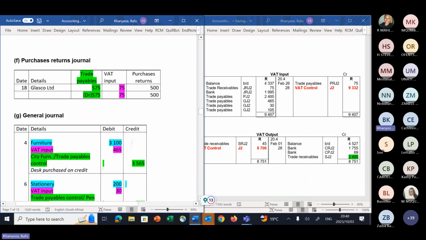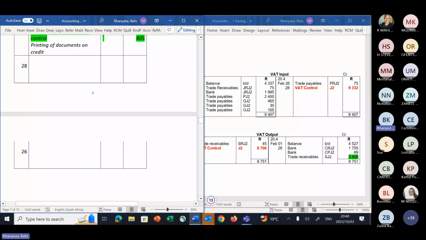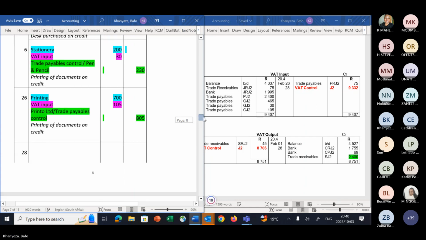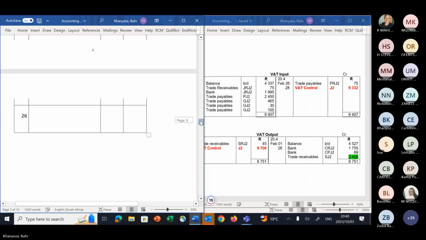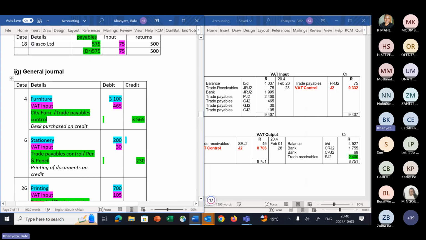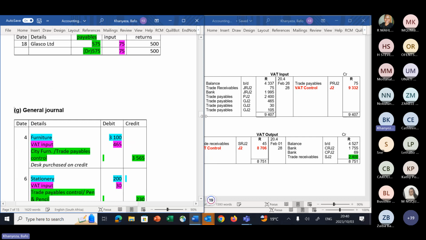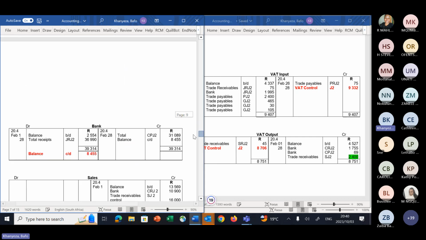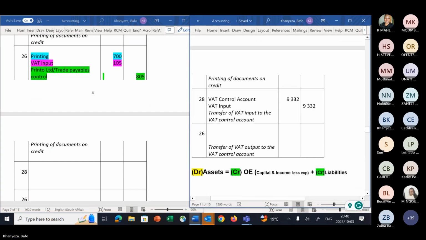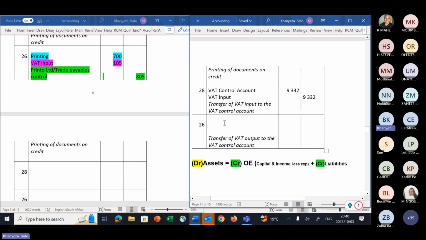So we debited the VAT control account. Let's debit it then. Debited the VAT control account. I might have forgotten, when did I do this? Because there is a journal that I did of the VAT control account. I must have done it somewhere. Let me see. Oh yeah, I need to do it here.